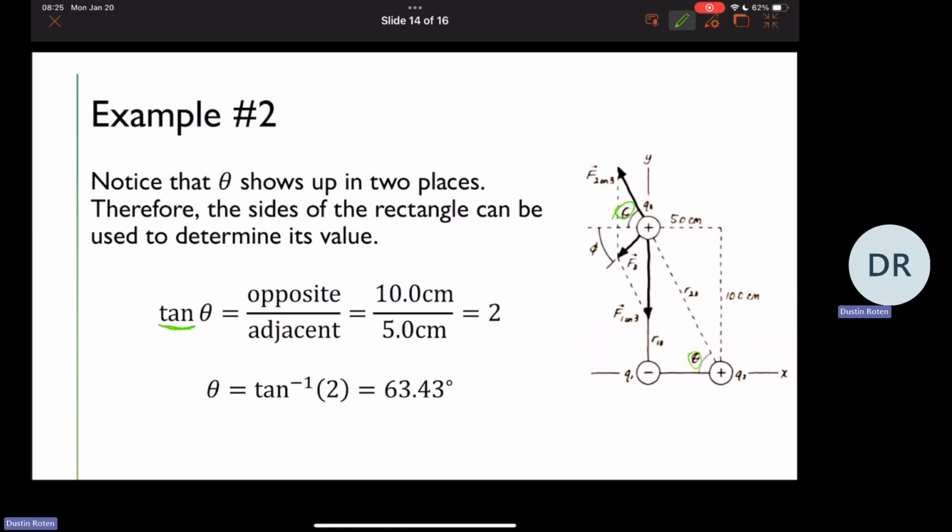So we know that tangent, from our old SOHCAHTOA, using tangents, is opposite over adjacent. Well, the opposite side here we know is 10 centimeters. We know the adjacent piece to this angle down here is 5 centimeters. That gives us a ratio of 2. So if tan theta equals 2, we just take the inverse tangent of both sides, and that gives us an angle of 63.43 degrees.